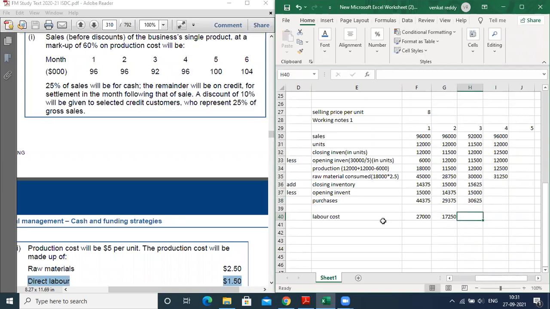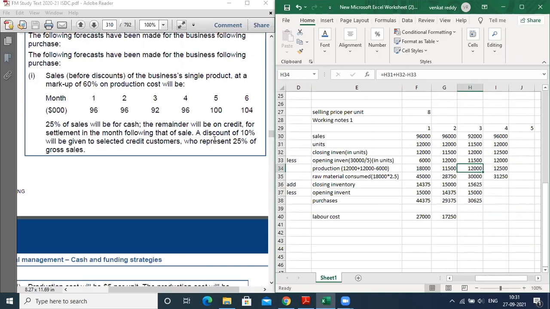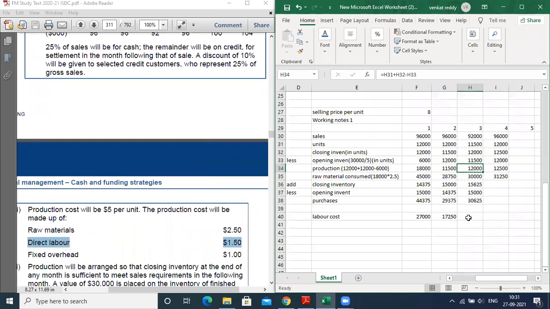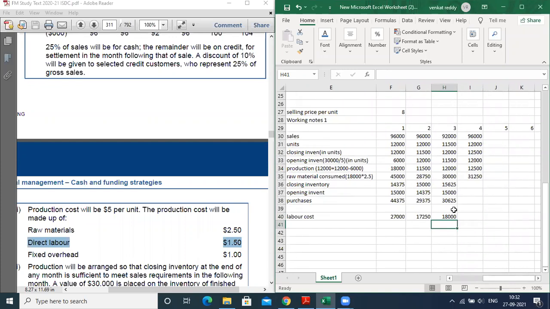Now just see the labor cost on it. So what is the total number of units? 12,000, right? Production units. Just see the production units. Total production units is 12,000. And what is the labor cost per unit? As per the question, 1.5. So 12,000 into 1.5, so this 18,000 will be our labor. I hope now you understood that. Is that clear, Anil? Yeah.